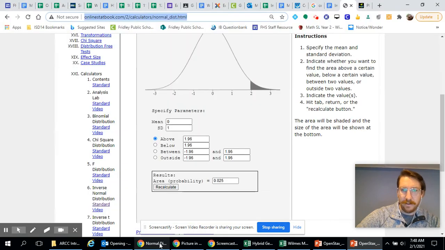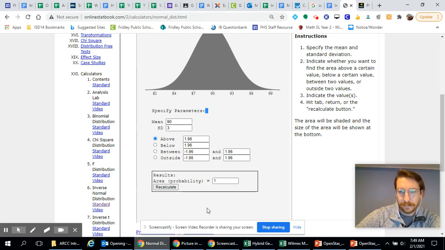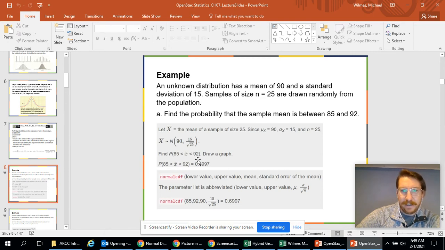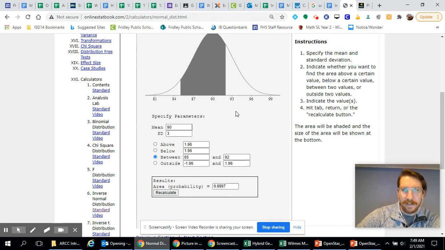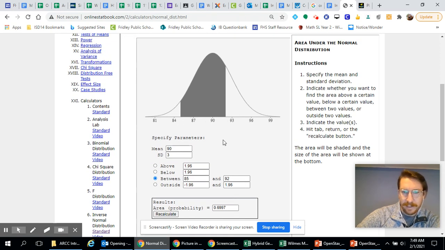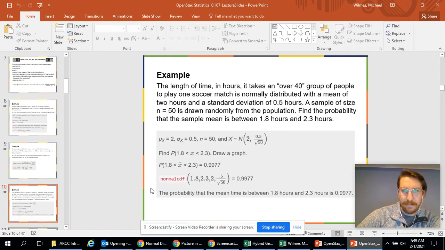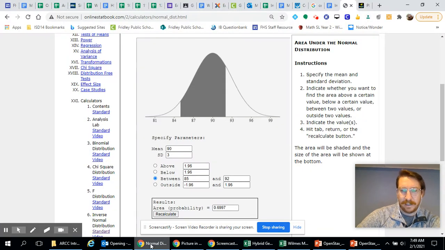So I could take that into my calculator here. Mean of 90, standard deviation of 3. We're trying to find the data between 85 and 92. So I go in here between 85 and 92. And we see a picture of it. There it is, between 85 and 92. So 0.6997, so about 70%. There we go, 0.6997. So that's it. So it's all the same work that we've done before using our calculator.